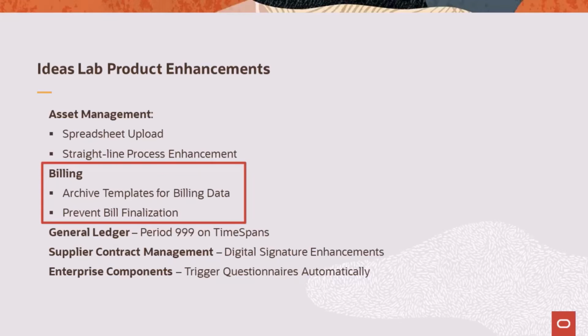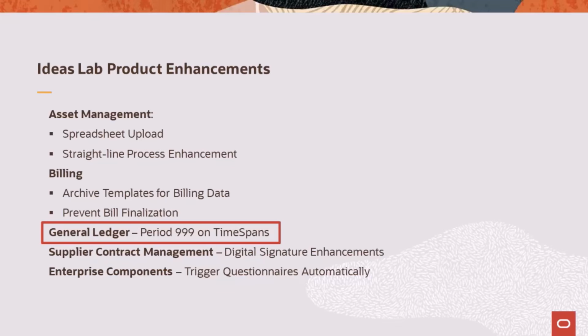This enhancement leverages configurable templates and queries to move finalized and eligible billing data, helping to optimize database performance and storage. And you can prevent the billing finalization process from finalizing bills when the accounting date falls within a closed period. A new Reporting Only checkbox is now available on the timespans page to distinguish reporting only timespans from standard timespans. When selected, you can add period 999 as an absolute period to support reporting from period 999.